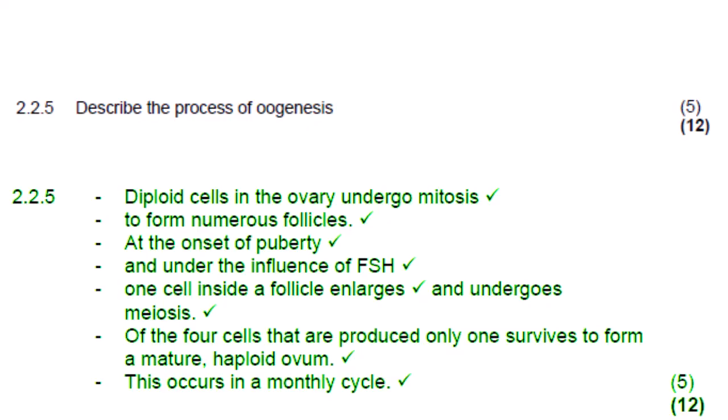Once a female hits puberty, under the influence of FSH, or follicle-stimulating hormone, one cell inside a follicle enlarges and undergoes meiosis. Out of the 4 cells produced during this meiosis, only one survives to become a mature haploid ovum. This happens like clockwork in a monthly cycle. Only one? That's a high-stakes competition.